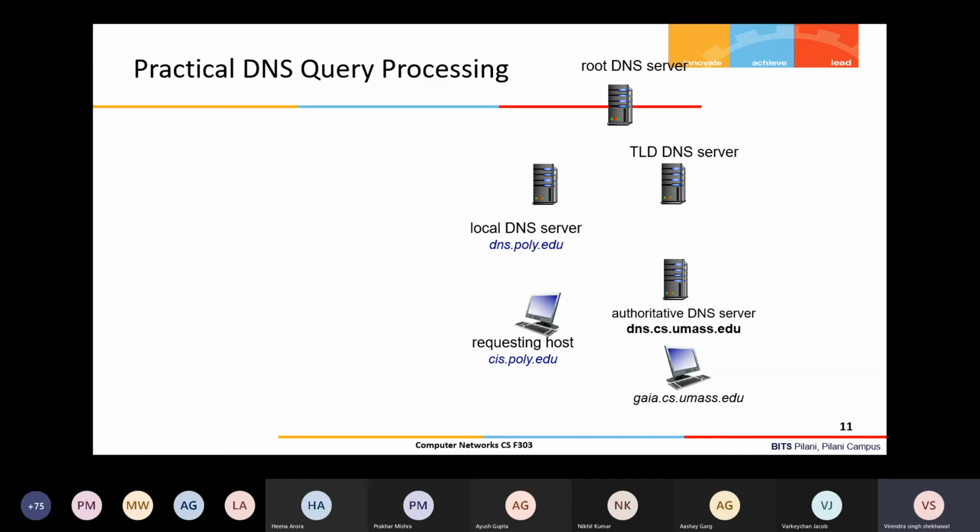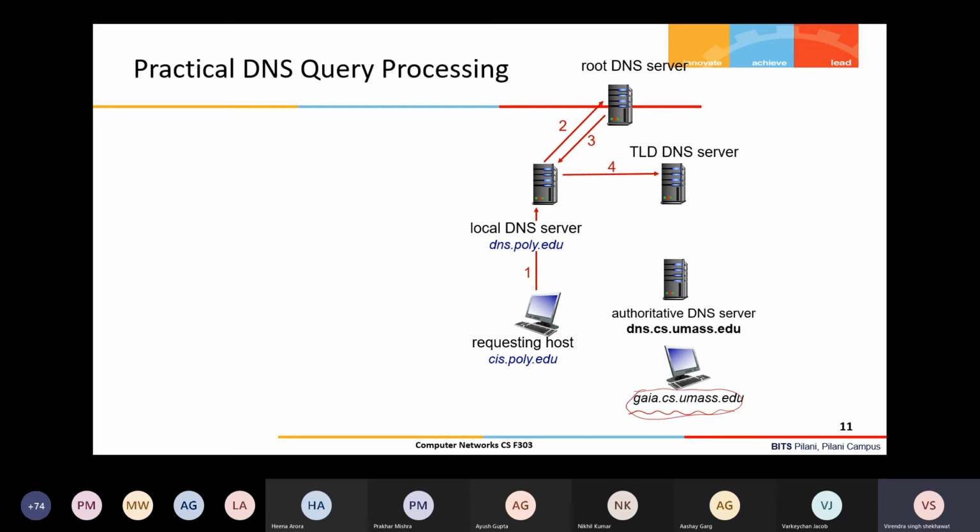So how are DNS queries practically processed on the internet? We'll see this one. From the client, the request goes to the local DNS server, and from the local server it is sent to the root DNS server, right? Then the root DNS server will reply back with information about which TLD server is responsible, right? Then the local server will communicate with the TLD server: give me the IP address of this gaics.umass.edu.